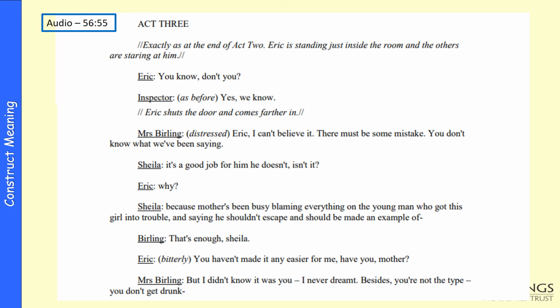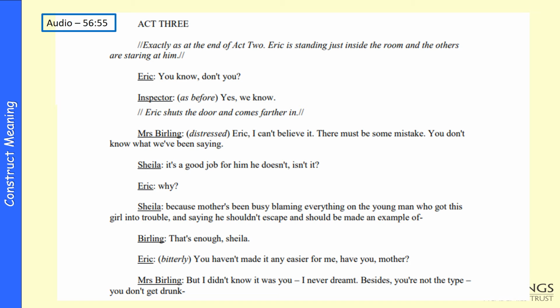We're starting again, beginning of Act 3. We've just found out that Eric is the father of Eva's child, and Mrs. Birling said, "I don't believe it, I won't believe it." And Sheila says, "Mother, I begged you to stop." And then Eric walks in at the beginning of Act 3. So we've had a cliffhanger at the end of Act 2, just as we did with Act 1.